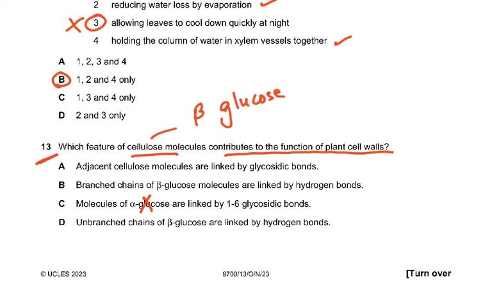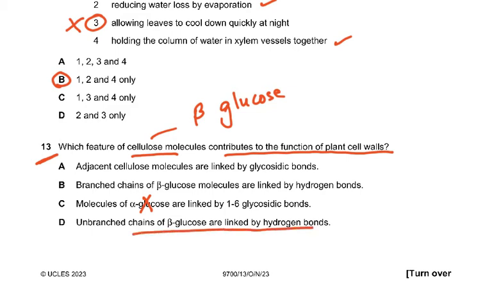So adjacent cellulose molecules are linked by glycosidic bonds. No, it says the function of the plant cell wall. Plant cell wall is very strong. It doesn't burst. B, branched chains of beta glucose are linked by hydrogen bonds. D, unbranched chains of beta glucose are linked by hydrogen bonds.